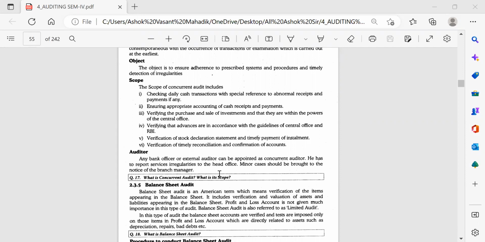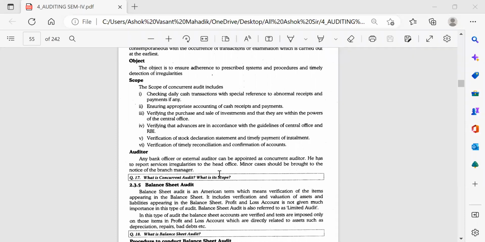Ensuring appropriate accounting of cash receipts, verifying the purchase and sale of investment on the same day, verifying that advances are in accordance with the guidelines of Central Office and RBI, verification of stock declaration statement, and timely payment of installment is done. Verification of timely reconciliation and confirmation of account is done. Clear? So what is the auditor expected to do?